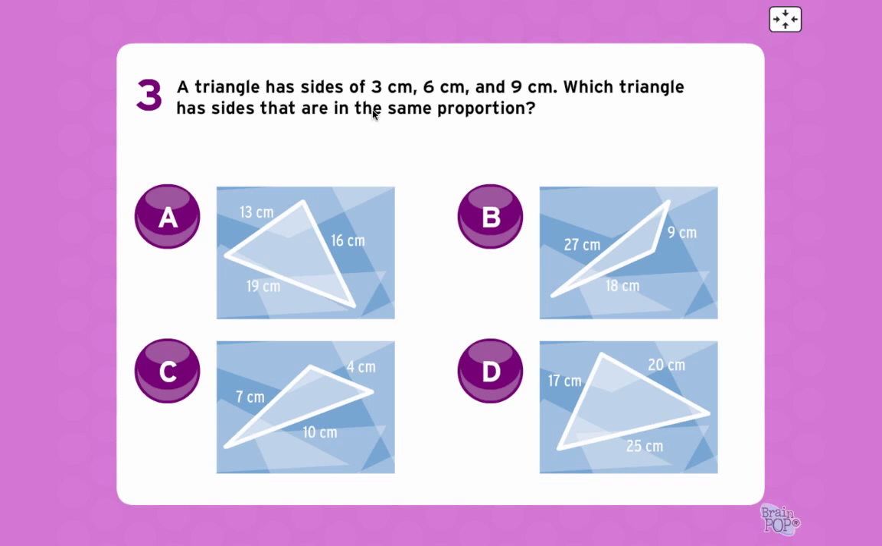A triangle has sides of 3, 6, and 9. So which triangle has sides that are in the same proportion? So let's reduce 3, 6, and 9. Let's divide each of them by 3. So it could be 1, 2, 3. So which one of these triangles has the proportions of a 1, 2, and 3?